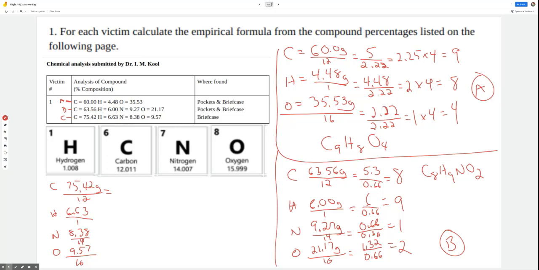Okay, and we have 6.285, 6.63, 0.599, and 0.598. Okay, so divide each one by the smallest one. These two are pretty close, but I'm going to use the 0.598.